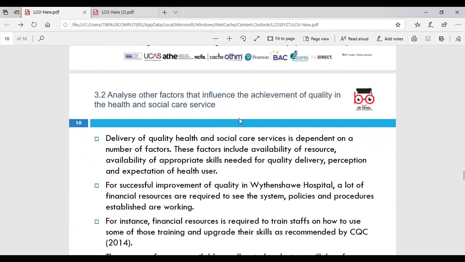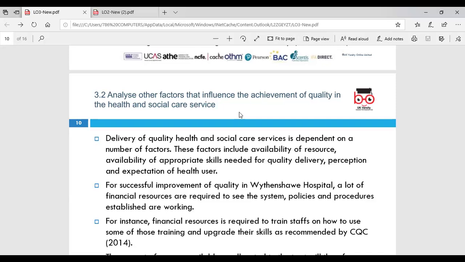So we are analyzing other factors that influence the achievement of quality in health and social care services. Achieving quality care services is quite crucial, and it's not always possible for every organization to achieve quality when delivering services. So what are the factors? If we know the factors that influence the achievement of quality in health and social care services, this is how we then know how to tackle them.